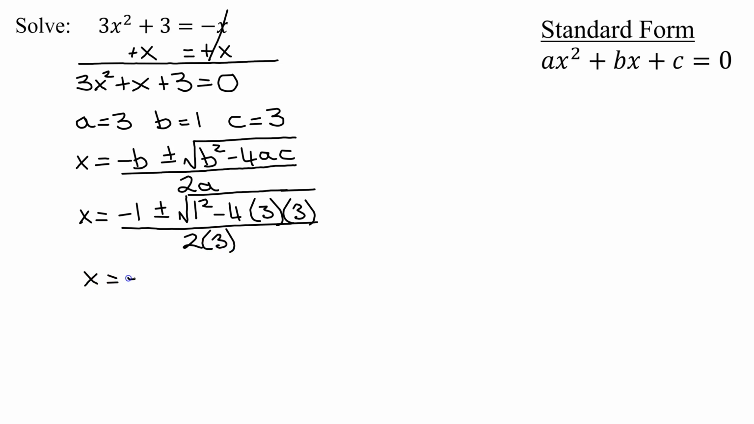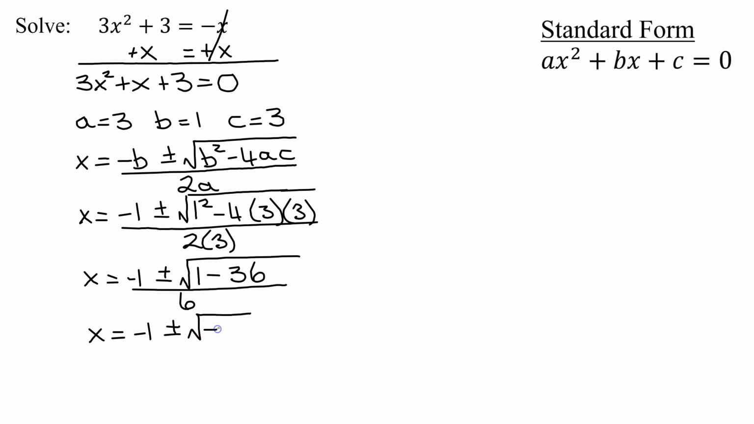So x equals negative 1 plus or minus the square root of 1 squared is 1, minus 4 times 3 is 12, 12 times 3 is 36, all divided by 6. So x equals negative 1 plus or minus, 1 minus 36 is negative 35. So I have the square root of negative 35, all divided by 6.